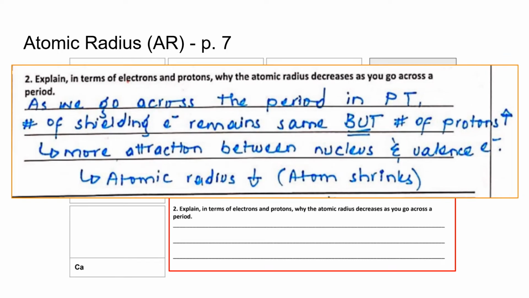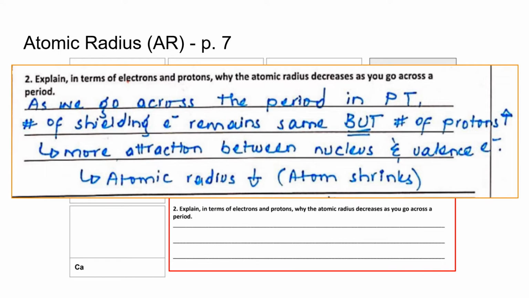However, as we are going across the period, we still have the same number of orbits. So what's changing is the number of protons because the atomic number is increasing. And remember, in the neutral atom, the number of protons is equal to the number of electrons. So because we have more protons, we also have more electrons. So the number of valence electrons is increasing.